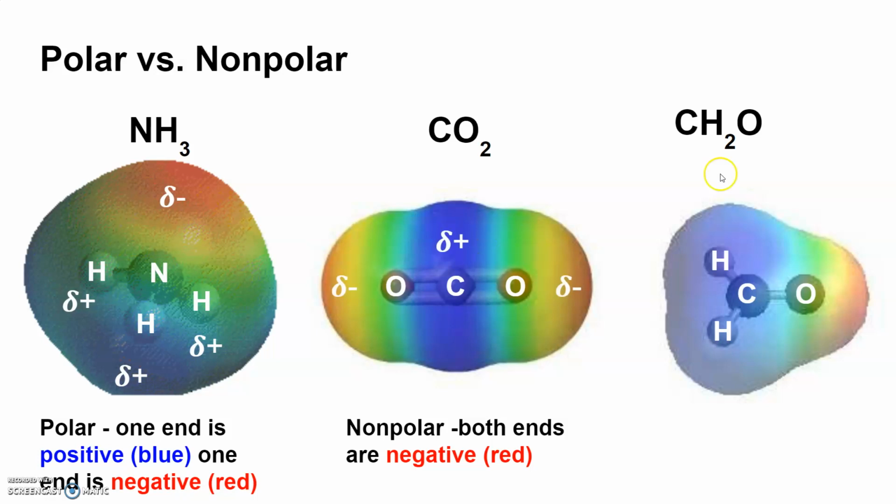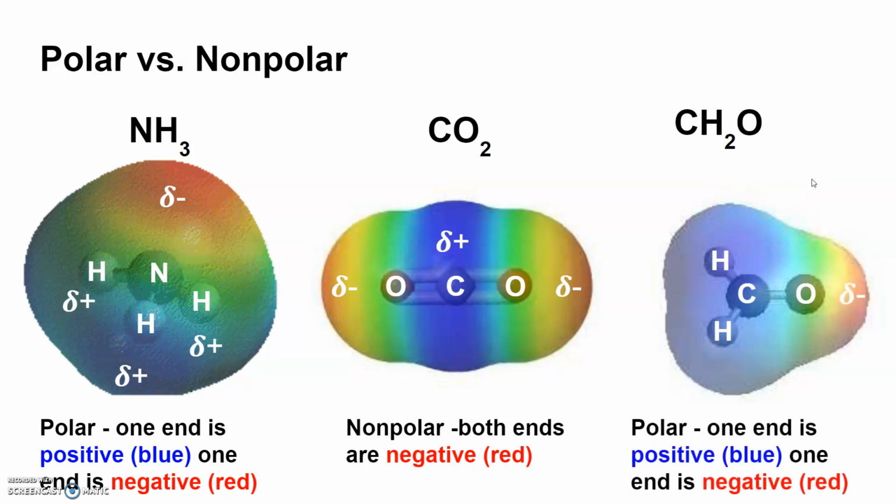The last one we're going to look at is CH2O, which is formaldehyde. And taking a look at this one, it is polar. You have a negative end where the oxygen is and a positive end where the hydrogens are.